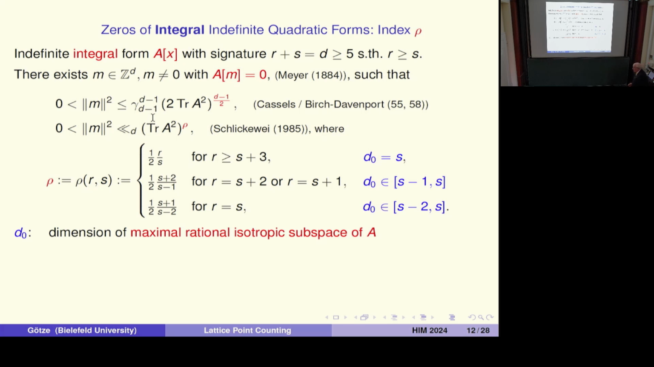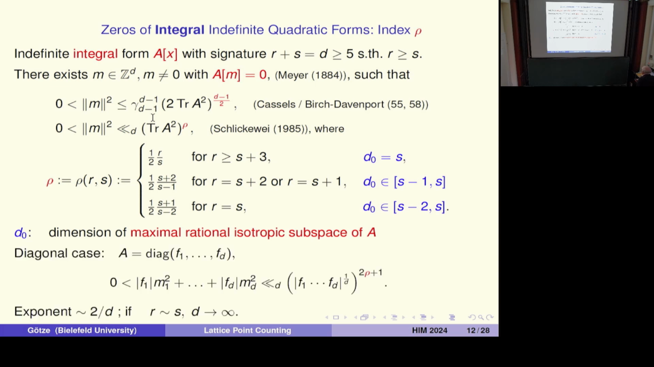And why is this interesting? Because you think, now I take a form with integer coefficients, I deform the integer coefficients a little bit to be irrational, and then I hope to get maybe a related bound in the results. That is just a hope, but it is usually very difficult to prove. And in the diagonal case, things are much easier. So the rho appears here too, and we have a very nice exponent.